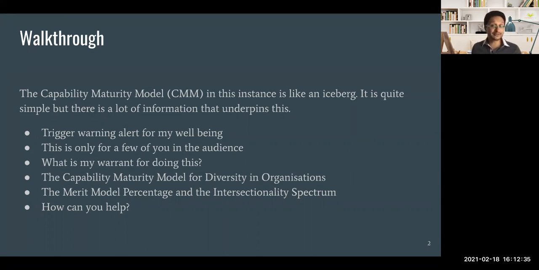What's my warrant for doing this? What's my motivation for doing this? Then the actual capability maturity model. And then this other thing that I've done to help visualize intersectionality and to talk about meritocracy and merit: are we hiring on merit? And then lastly, how you might be able to help.